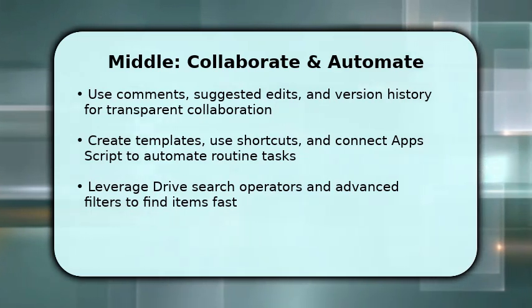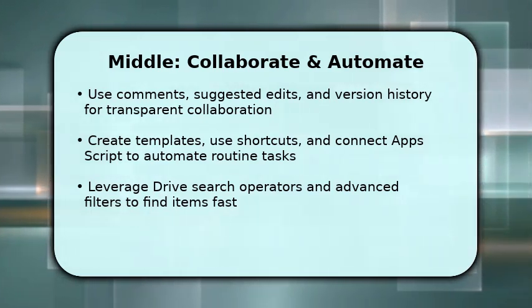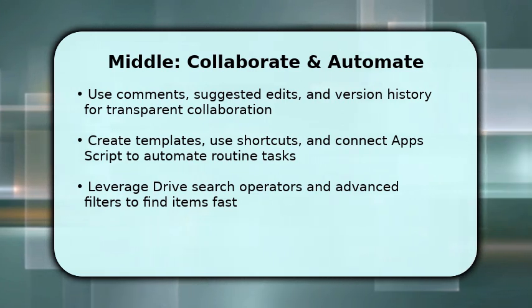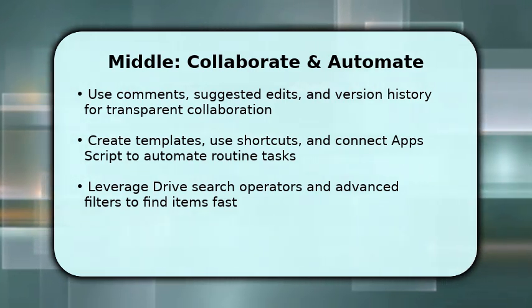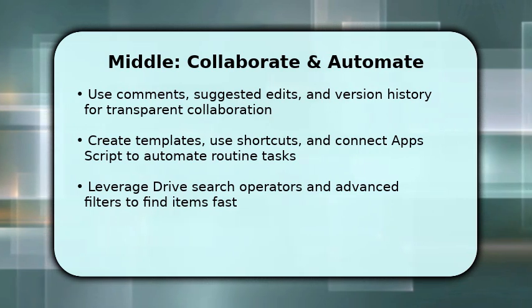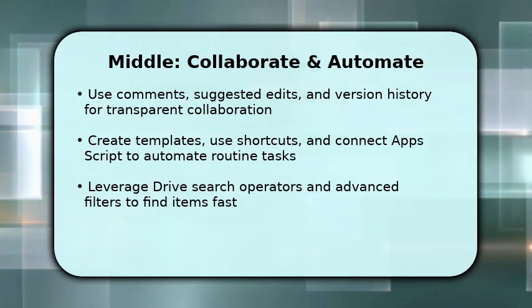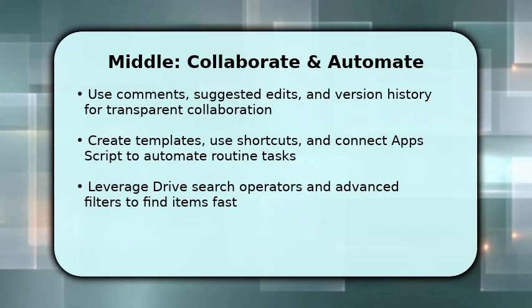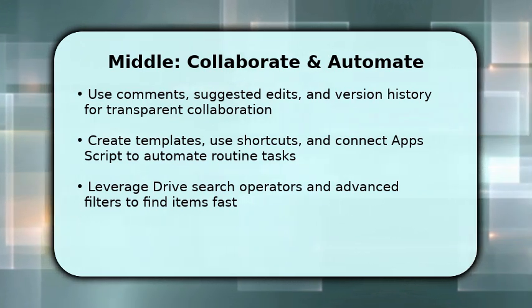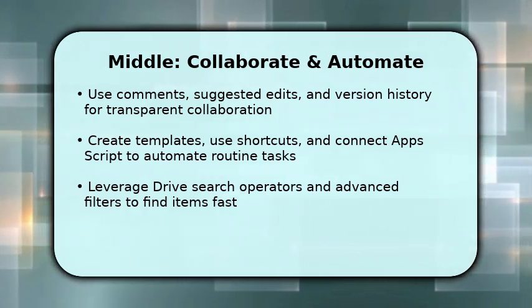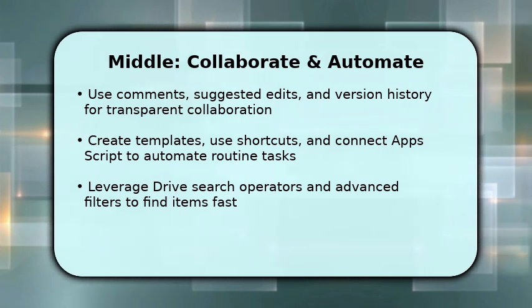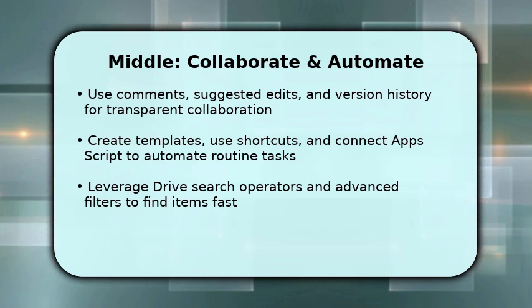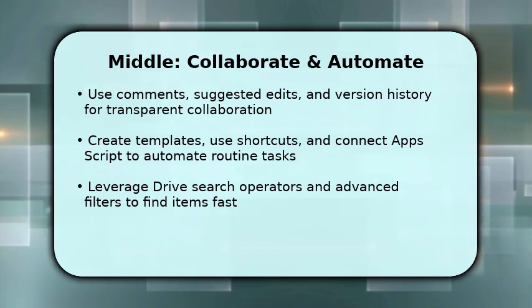You should use comments, suggested edits, and version history so every change has context and you can revert if needed. This improves decision-making. Create document templates and shortcuts for repeatable tasks and connect Apps Script to automate renaming, exports, or backups. Also learn Drive search operators and filters to surface files instantly. Once those systems are in place, your team works faster and errors drop because processes are consistent.